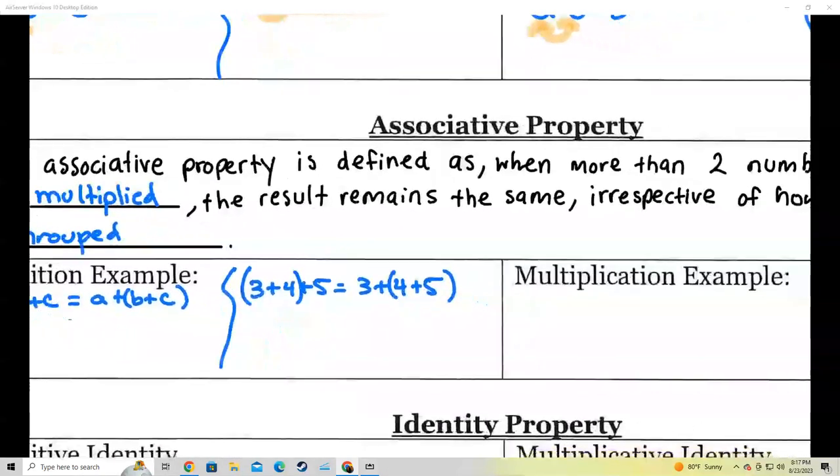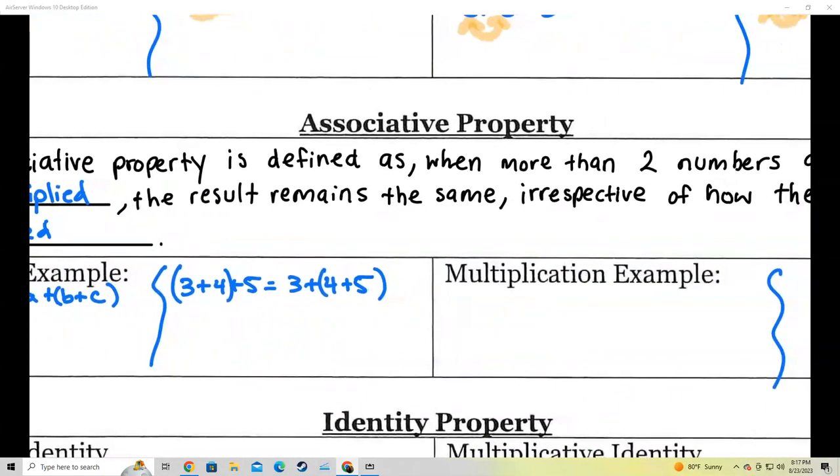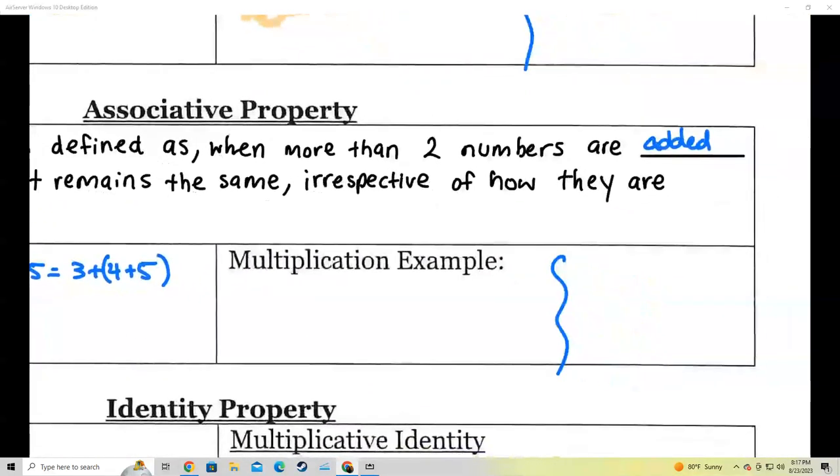Okay, what about associative property for multiplication? It's going to be pretty much the same thing. You're still going to be dealing with three separate things except for multiplying. So I'm going to write A times B times C. This time the parentheses around the A and the B.